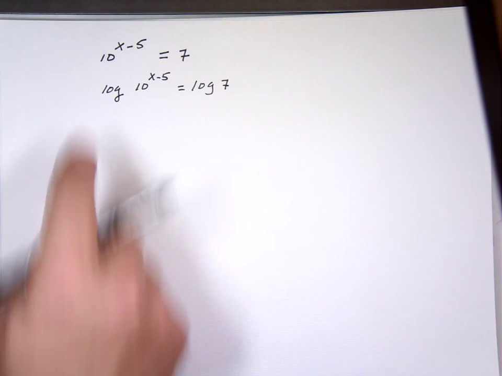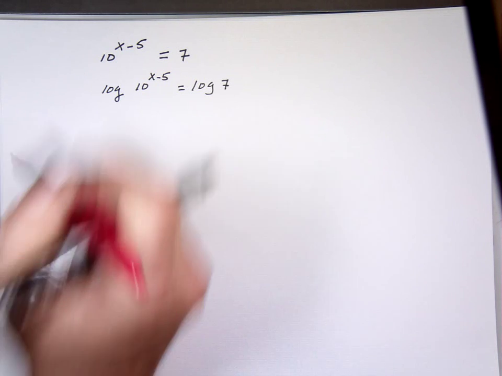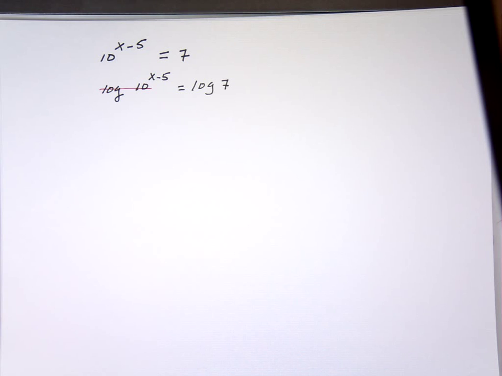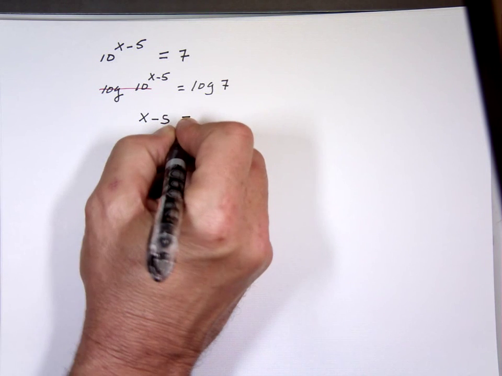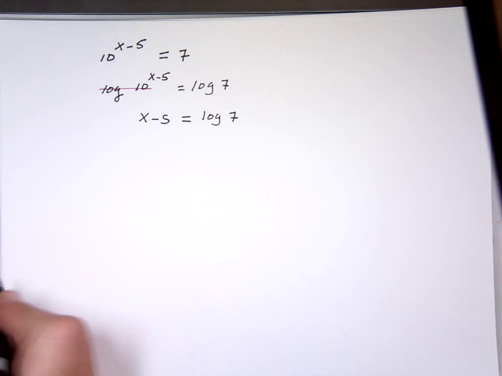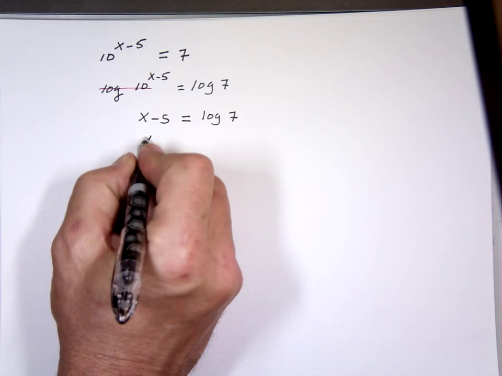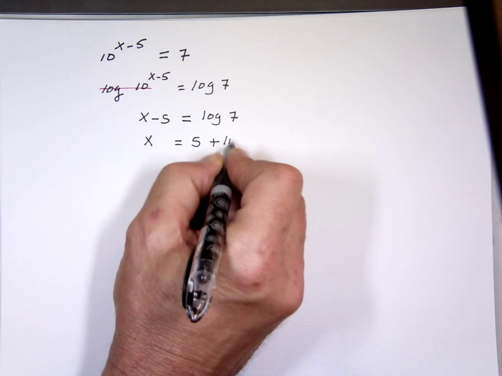And the log of 10 to any power, we said you can end up with what? Just the power. So these two will cancel each other out. And you end up with x minus 5 equals what? The log of 7. Can we solve for x? You add 5 to both sides. x equals what? 5 plus log of 7.